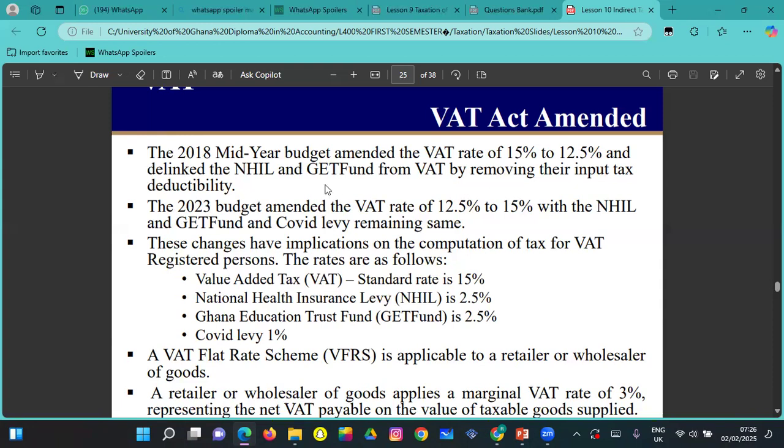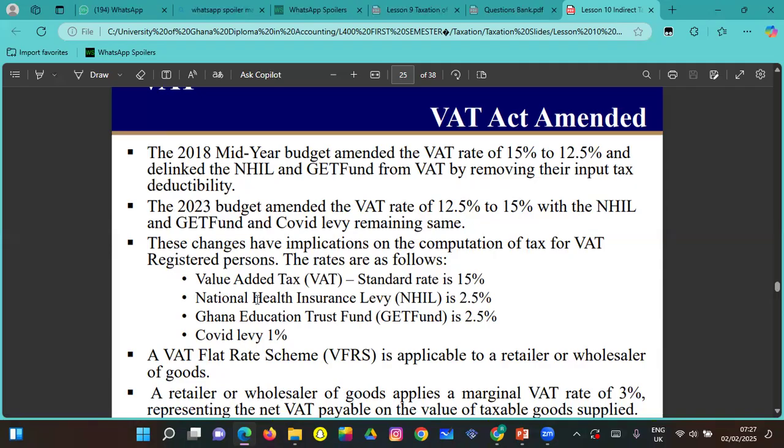So the 2023 budget amended that VAT of 12.5% to 15%, with the NHIL, GETFund and COVID levy remaining the same. These changes have implications on computation of VAT for a registered person, which is 15%, but ICAG said in the case of exams, we should use 12.5%. So I'll reconfirm again before we start solving the tutorials on it.